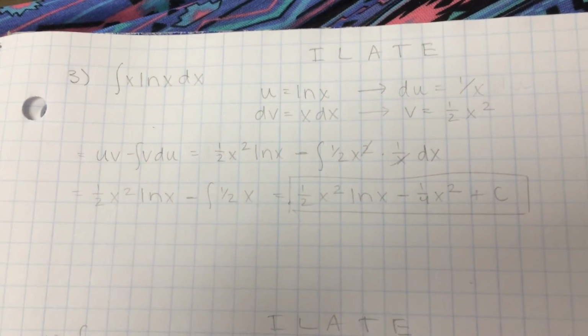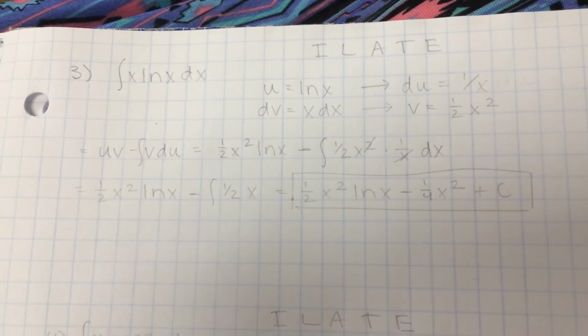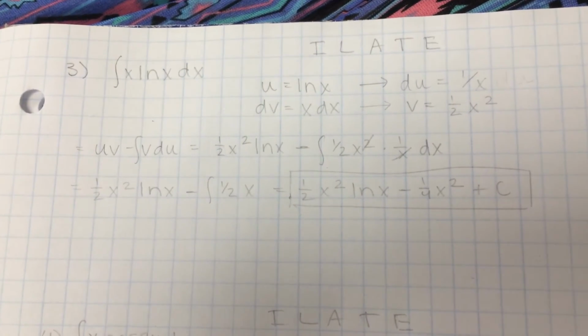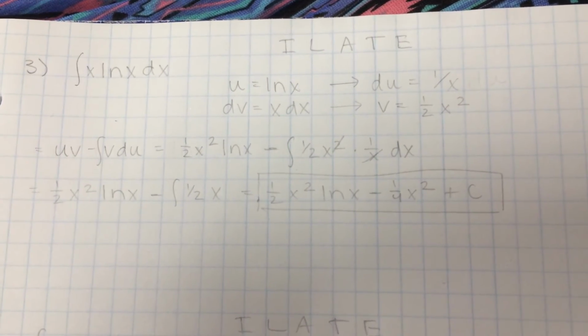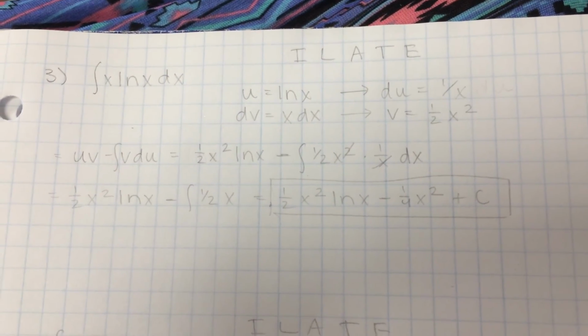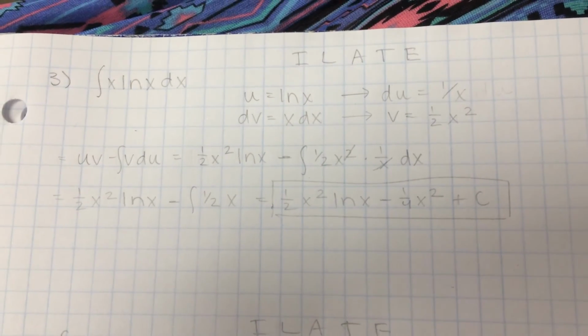This simplifies into 1 half x squared ln x minus the integral of 1 half x, because the x's cancel out. So then your final answer will be 1 half x squared ln x minus 1 fourth x squared plus c, which is the arbitrary constant.